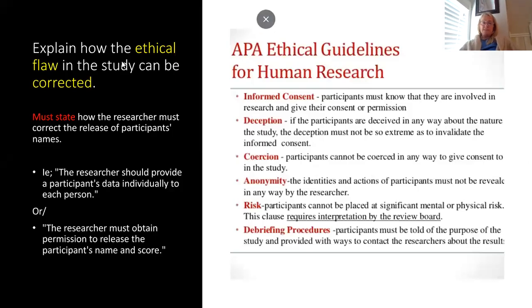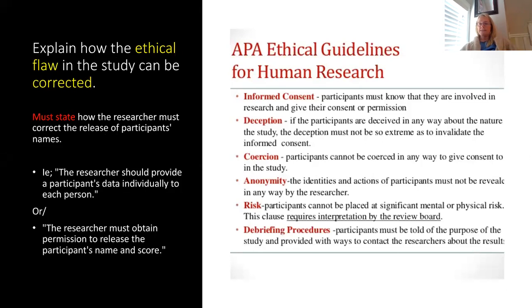The second question says, explain how the ethical flaw in the study can be corrected. Well, before I get into this side of the screen over here, let's look at this. I brought this back up so you guys can remember. We went over this early in the year, but you need to know this. You're going to need to know ethics. Make sure these 6 you memorize. This is a great page to have handy for yourself. You also received a copy of this in your notes, so you may still have something like this.